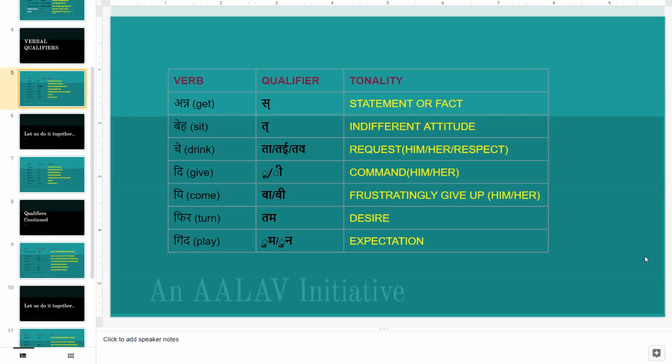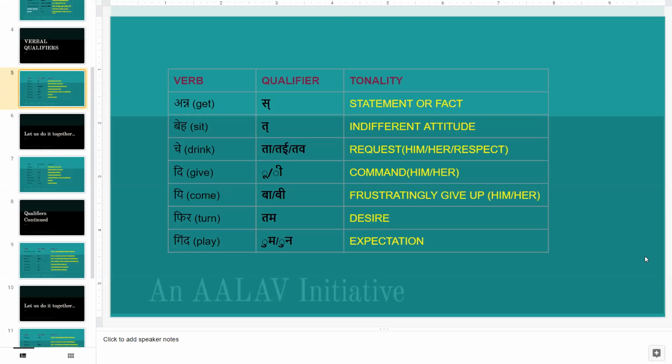Cho, cho, and chai. In the fourth one, the qualifier changes a little bit with u and e. The verb changes a little bit, but for the others it remains the same. Cheba, chebi: frustrating. Chatam, chum: expectation. Right? Similarly, dit, dita, dyu, diba, dibi, ditam, dim.